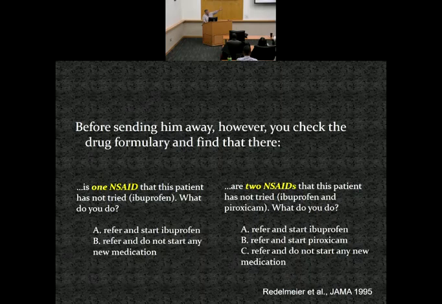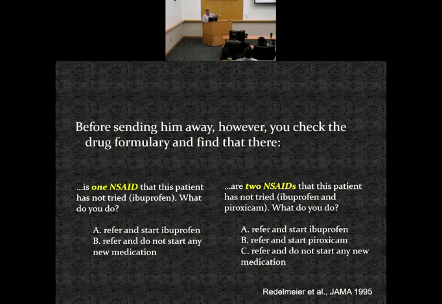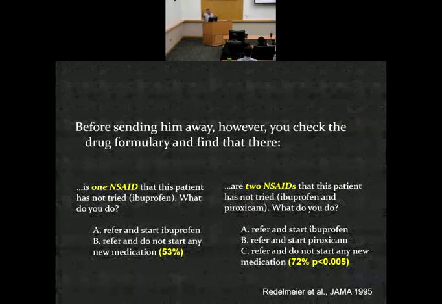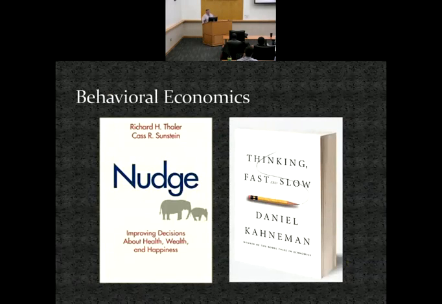So what do you do? If you had one NSAID, do you refer and start ibuprofen, or do you just refer and not start anything? When you have 2 NSAIDs you haven't tried, do you refer and start ibuprofen, refer and start piroxicam, or don't start anything? And when you give physicians more options, they're less likely to choose. So on the left, half of them would just refer and not start anything. On the right, 3/4 would refer and not start anything once they had more options. And this is that basic psychology. Once you have more options, we tend to not want to choose. And this is partly what the field of behavioral economics, which is really just cognitive psychology, is about. These are the kinds of experiments that they would do.